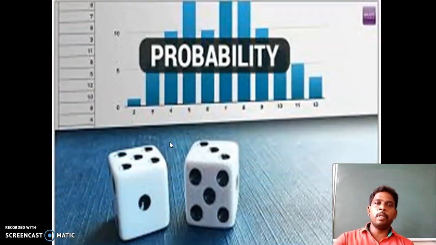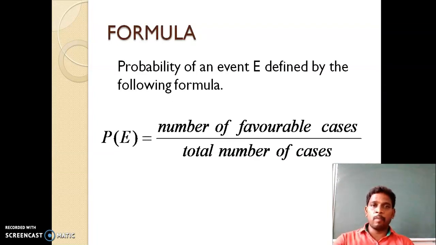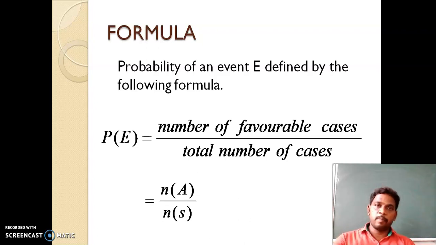So before going to today's session, let us recall the definition of probability and some properties also. So the probability of an event E is defined by the number of favorable cases of an event divided by the total number of cases, and in notation it is denoted by n of A divided by n of S. So n of A is nothing but the number of favorable cases and n of S is the number of sample space, right? And before going to solve any probability sums, we need the total number of sample space and also the number of favorable events.